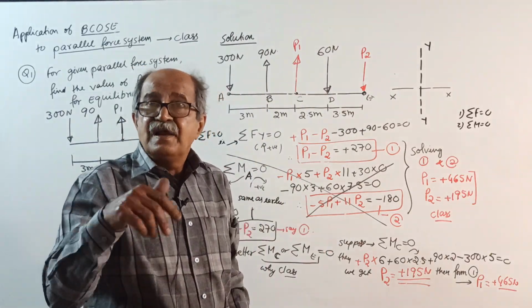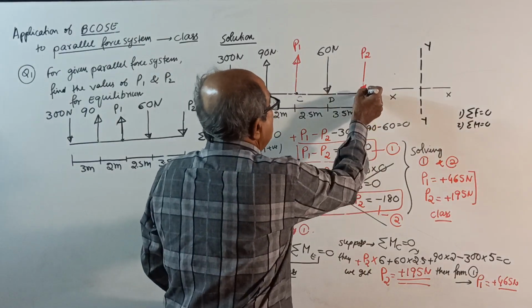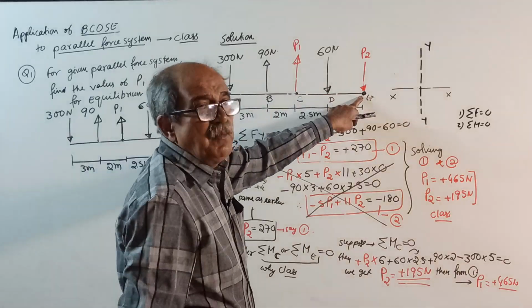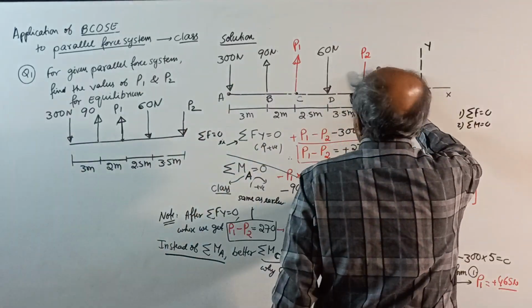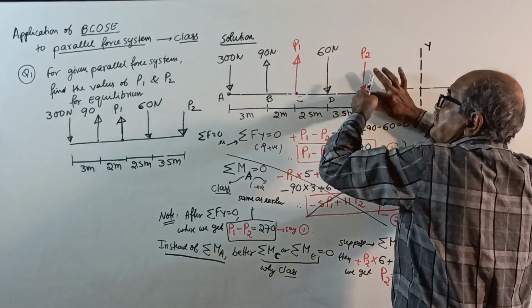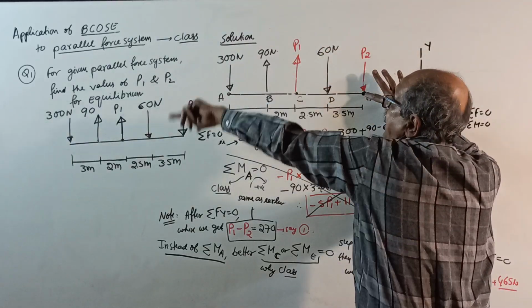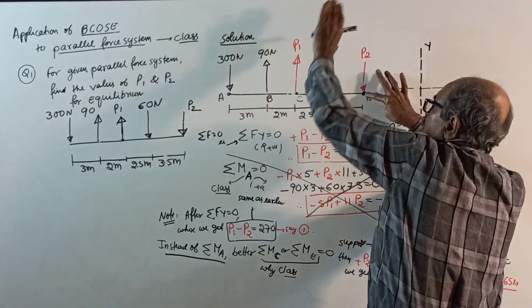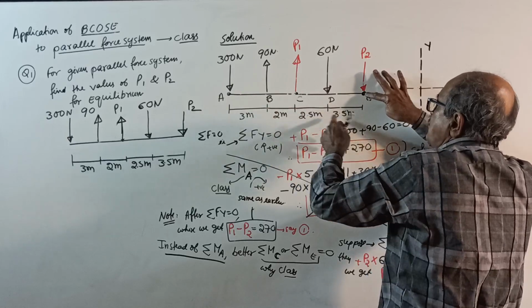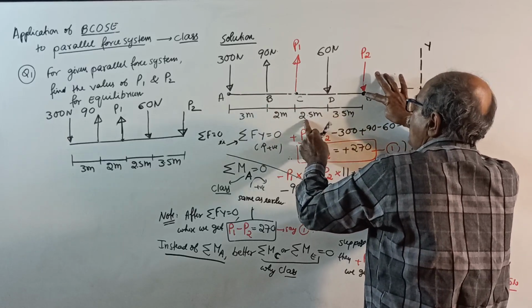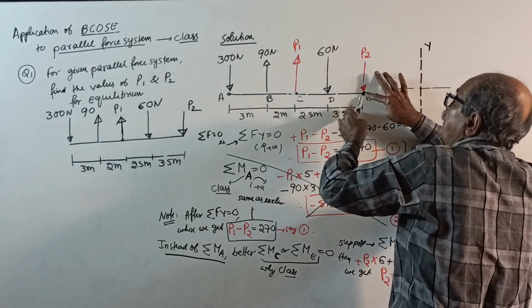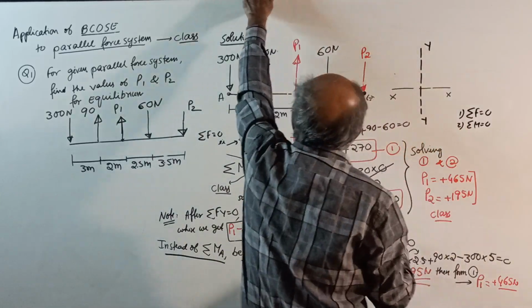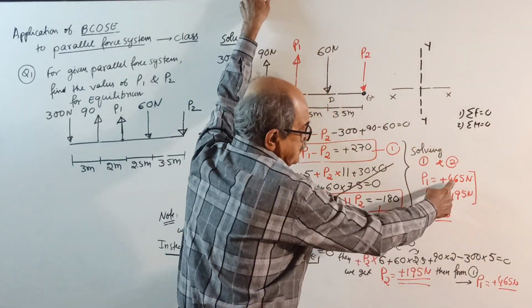Or write one more. Instead of sigma m about C, take moment about E. I will dictate for you. P1 into 6, clockwise, minus 300 into this full length, 11, anti-clockwise, 90 into 8, clockwise, minus 600 into 3.5 equal to 0. You will get P1 equal to, my guarantee, 465 kilonewton.